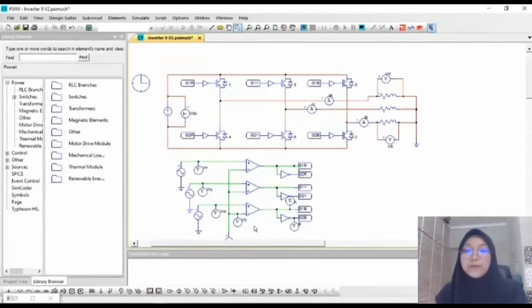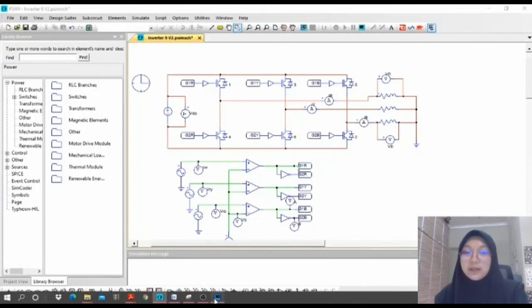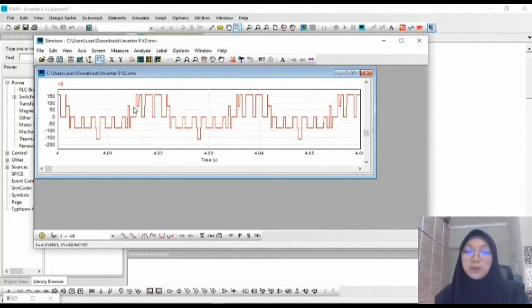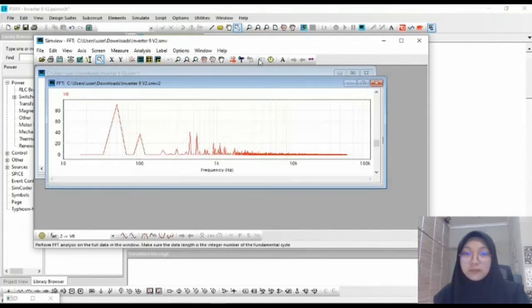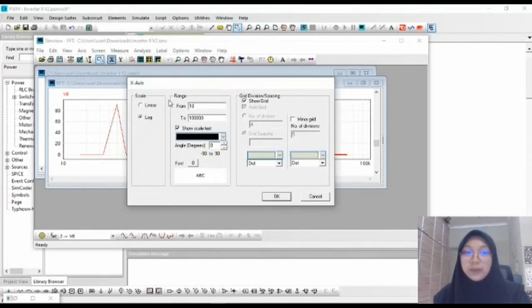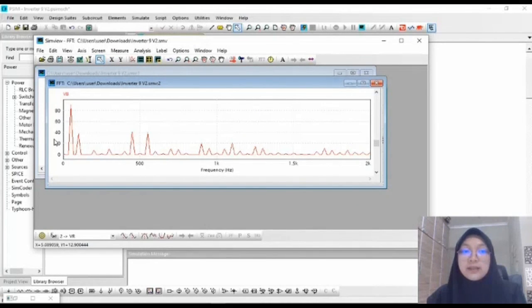So next, to find the harmonic spectrum of VB, we just connected a voltmeter at this RL load. So when we run this simulation, we just get the output like this. But we need to convert it to linear, with range from 0 to 2K. And then we just get the harmonic spectrum like this of VB.